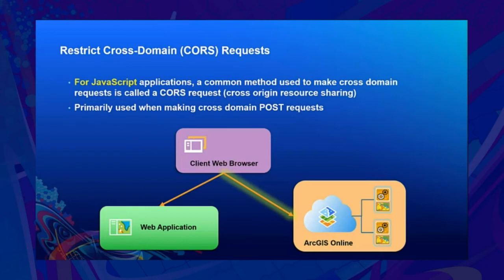And so if I allow the client web browser to use the web application's origin, then that CORS request is going to succeed. But if I don't, then it won't succeed, and it'll prevent the content from loading in the application there. And again, limiting cross-origin requests is a way to prevent content forgery and to limit which applications are able to consume requests from your ArcGIS Online organization content.